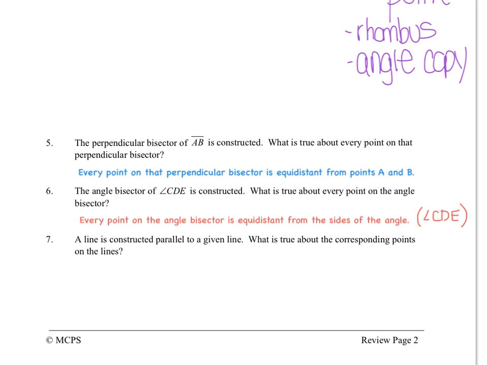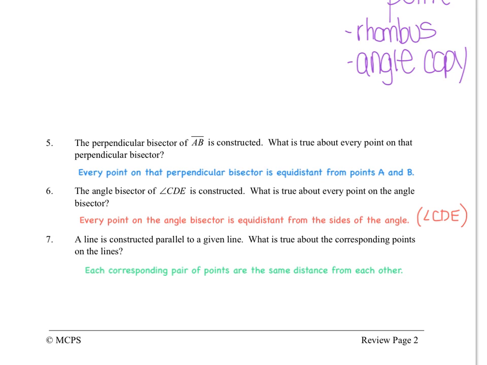Question 7 says a line is constructed parallel to a given line. What is true about the corresponding points on the line? Well, we know that two parallel lines never intersect, otherwise they're not parallel. So what we know is that each corresponding pair of points must be the same distance from each other.